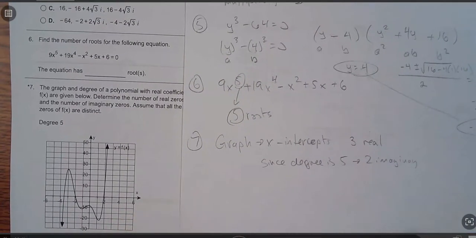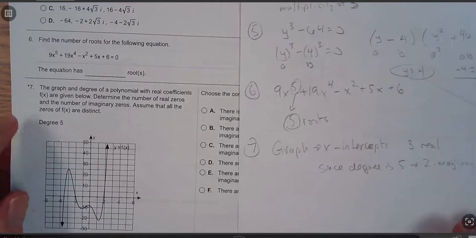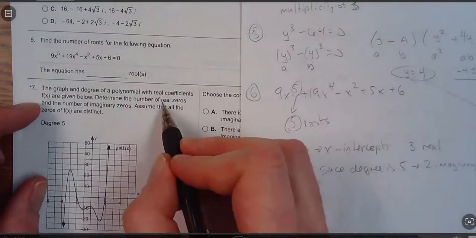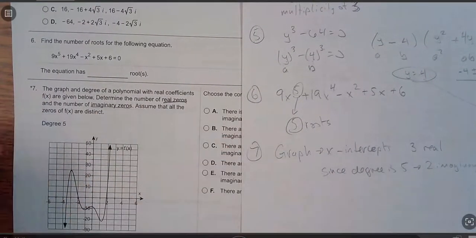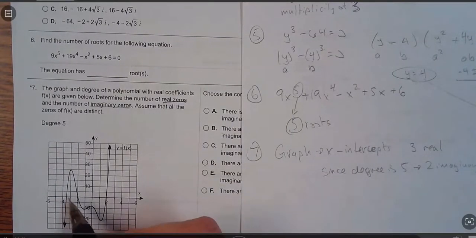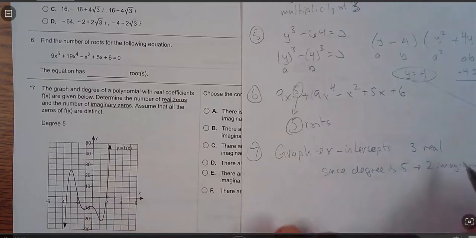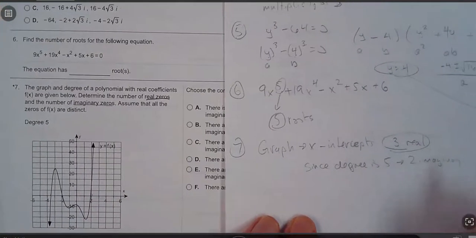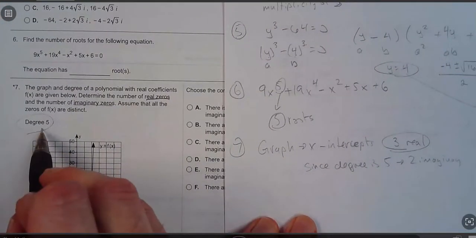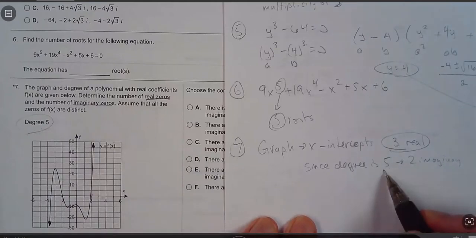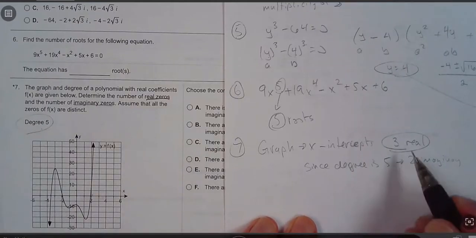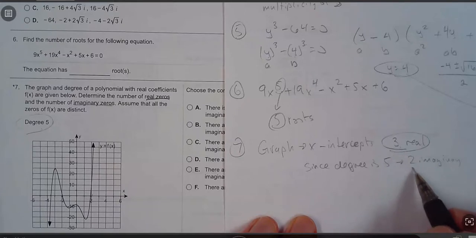Number 7 says, look at the graph, determine the number of real zeros and the number of imaginary zeros. Well, the real zeros are where it's crossing the x-axis. 1, 2, 3 times it crosses the x-axis. So there's 3 real solutions. It does say the degree is 5, so that means there should be a total of 5 overall solutions. Well, if 3 are real, that means 2 have to be imaginary.